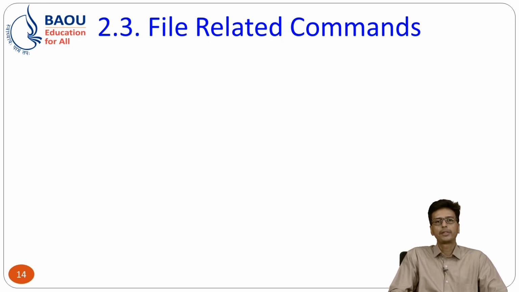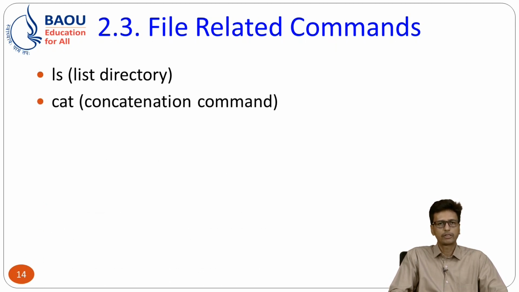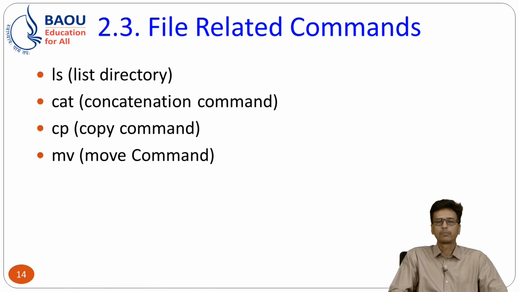Now we are moving on to the file related commands. In subsequent sessions we will see all these commands. The first command is ls, the second is cat, the third one is cp for copy, and the fourth one is the move command. Now we start with the ls command, that is, list directory.